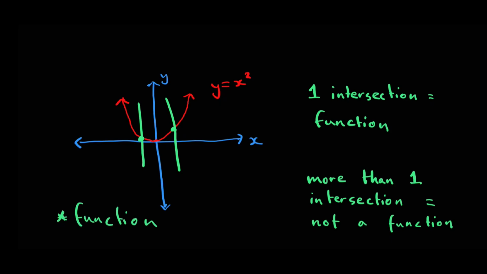And the reason this test works is because the definition of a function says that for every input or x value, there can be only one output, or in other words, y value.